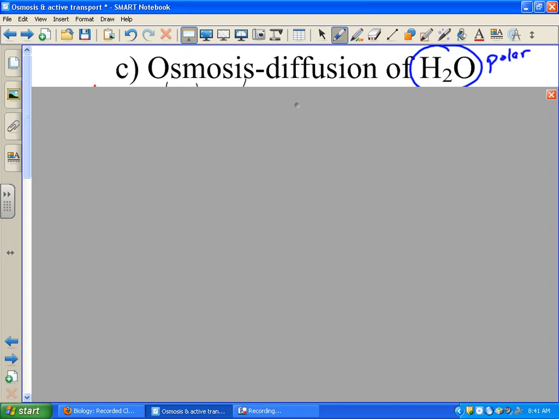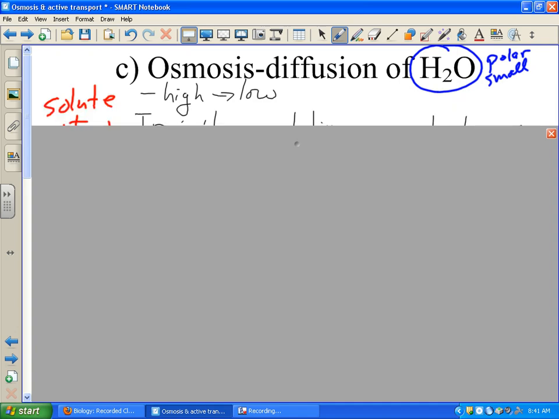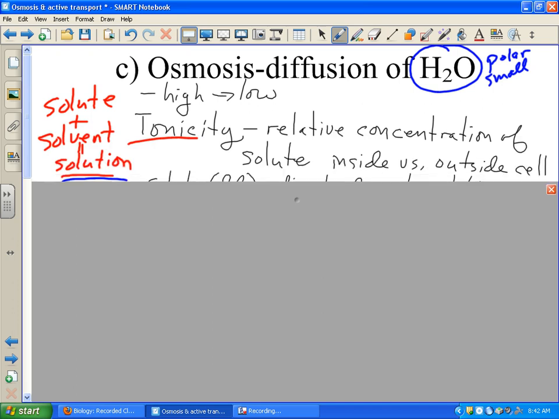But the thing that's got working for it is it's very small. So even though we've said polar things have trouble getting through the membrane, water is the exception to that rule because it's so small it can actually find pores and special proteins that enable it to get through the membrane pretty much whenever it wants. So osmosis is the diffusion of water from high to low, and this sets up a condition called tonicity.